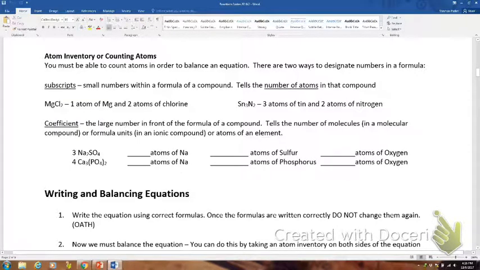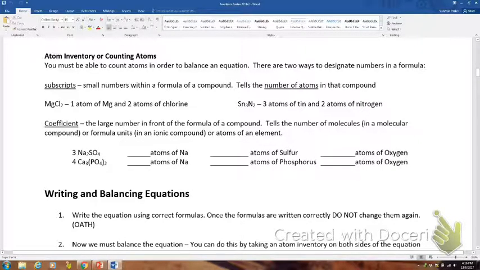Okay? So whenever we're doing our atom count, remember when we write our formulas, we have subscripts, and those are the small numbers that are within the formula, and they only count for what comes right before it, or if it's in parentheses, what goes completely in it. So that's how we count the subscripts.